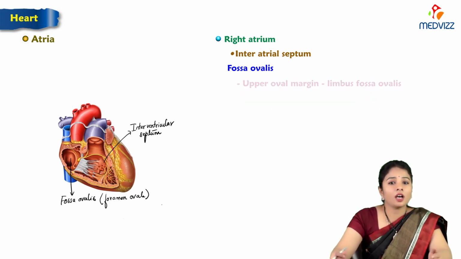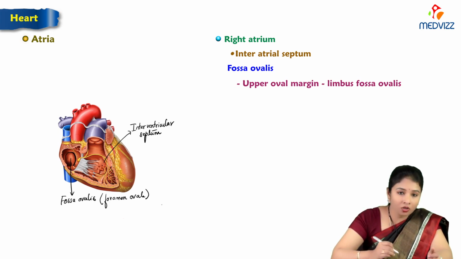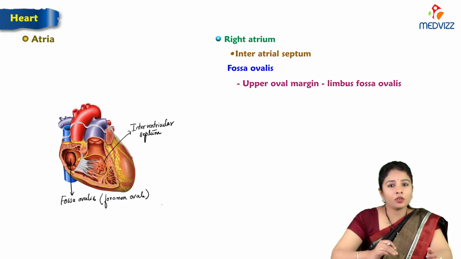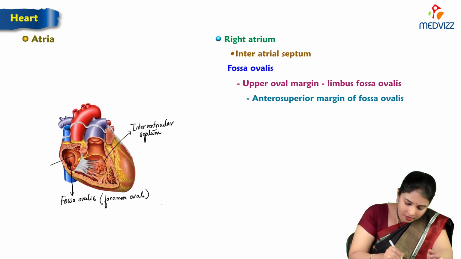It has an upper oval margin, as you can see here. This margin is called the limbus, also called the annulus ovalis or limbus fossa ovalis. The limbus is the pronounced anterosuperior margin of the fossa ovalis. It is almost horseshoe shaped. So this is about the fossa ovalis, and the margin is the limbus.